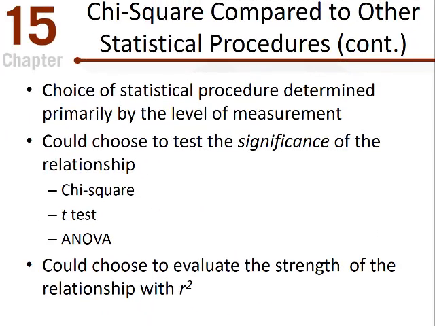So the choice of statistical procedure is determined primarily by the level of measurement. So are we talking about a nominal and ordinal variable, or are we talking about an interval ratio variable? You could choose to test the significance of the relationship by either a chi-square, a t-test, or ANOVA. And we can also choose to evaluate the strength of the relationship, always with an R-square.